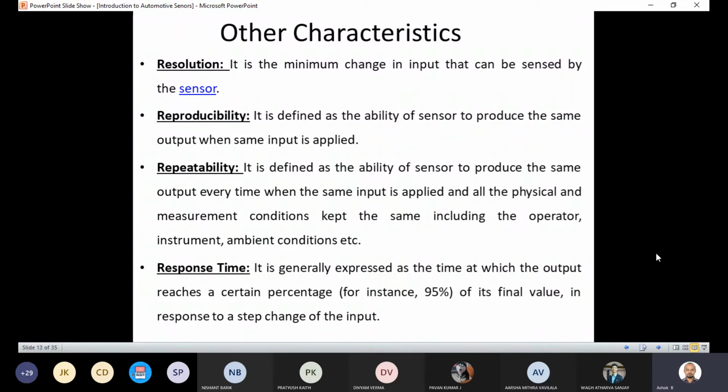The repeatability is the ability of the sensor to produce the same output every time when the same input is applied and all the physical and measurement conditions are kept the same, including the operator, instrument, and ambient conditions. For example, yesterday you measured at one temperature and noise under one environmental condition. Today, if you keep the same environmental condition, that is the same external disturbance, it has to give a similar value. Then only the output characteristics can be reliable. Otherwise, the output characteristics of the sensor will not be reliable.